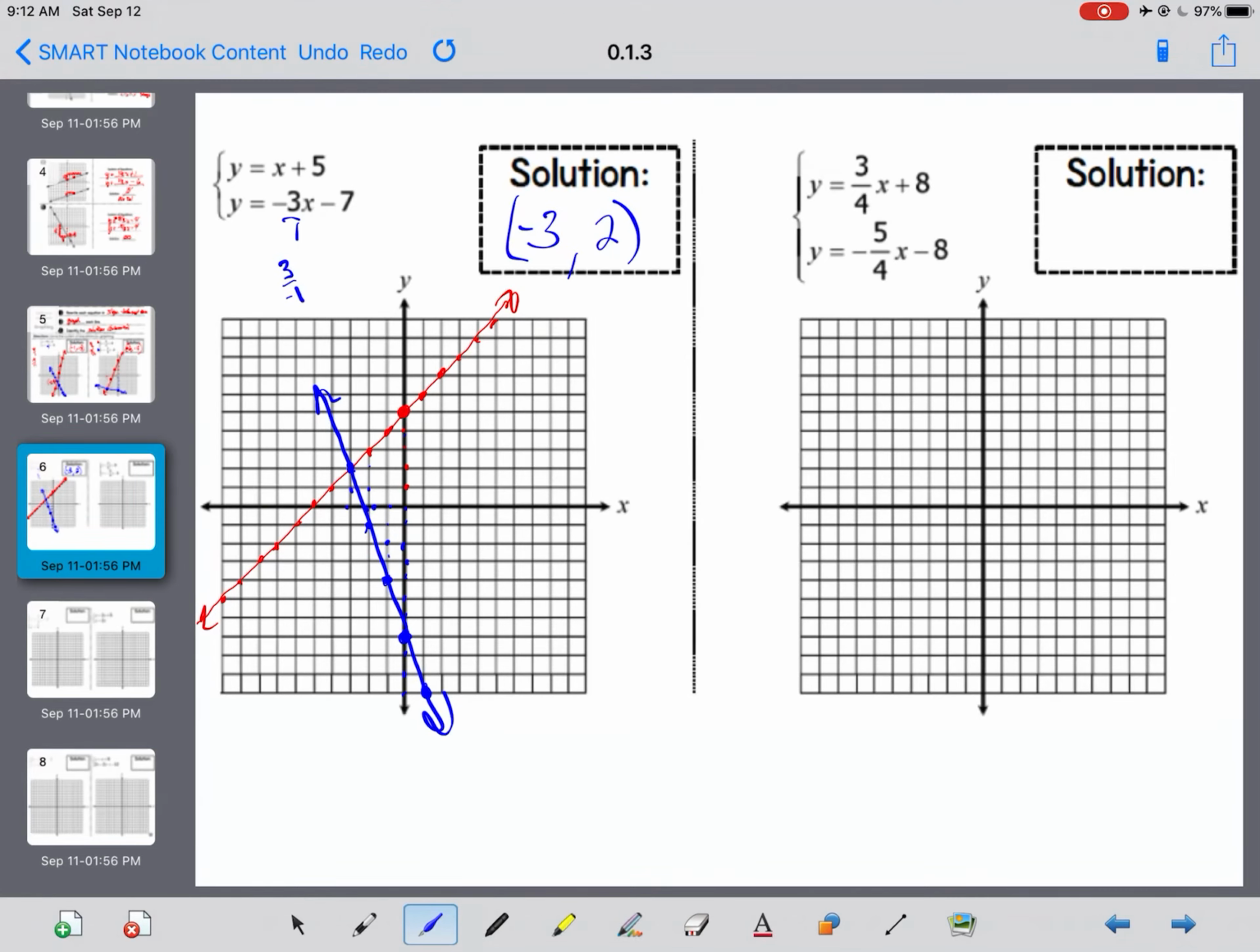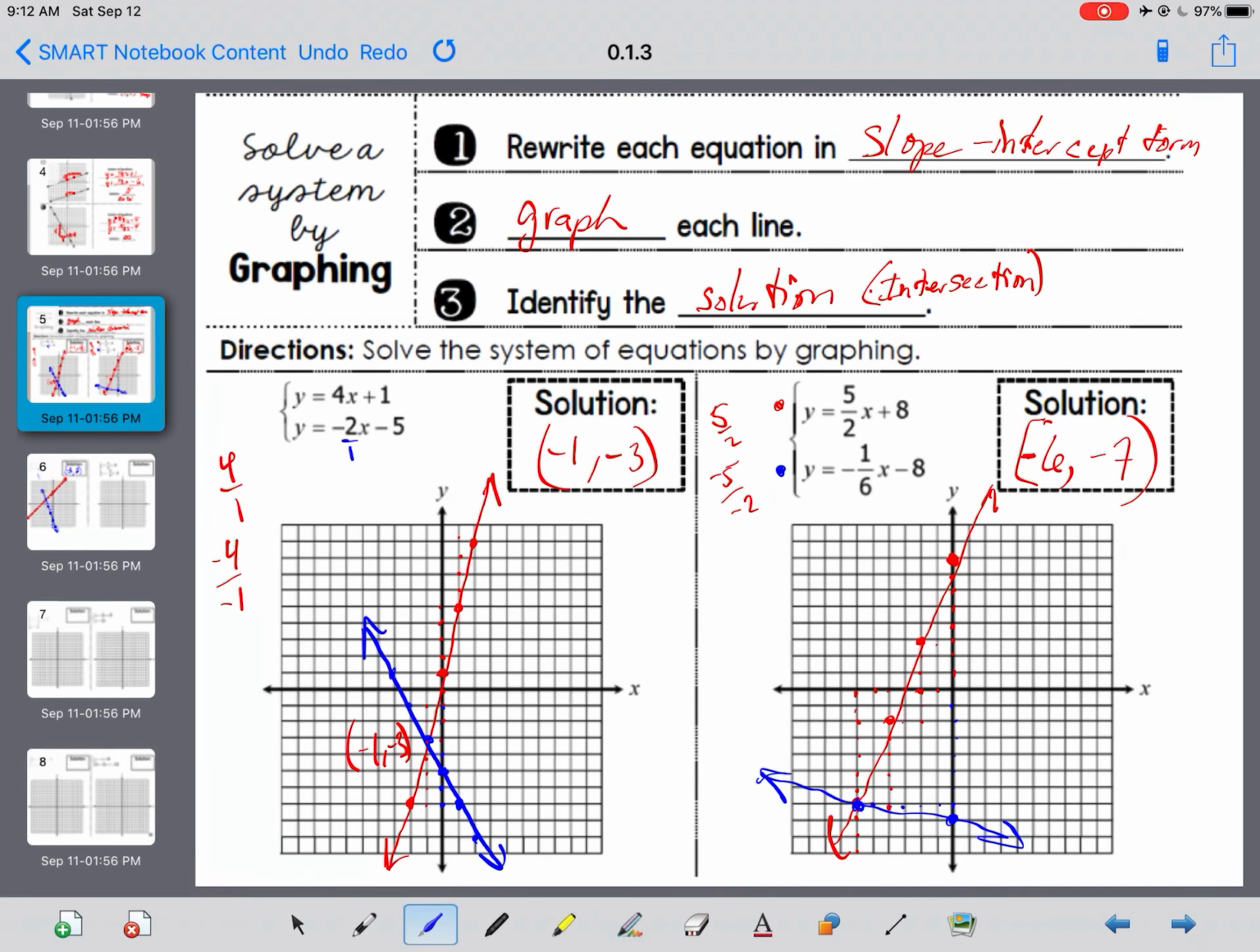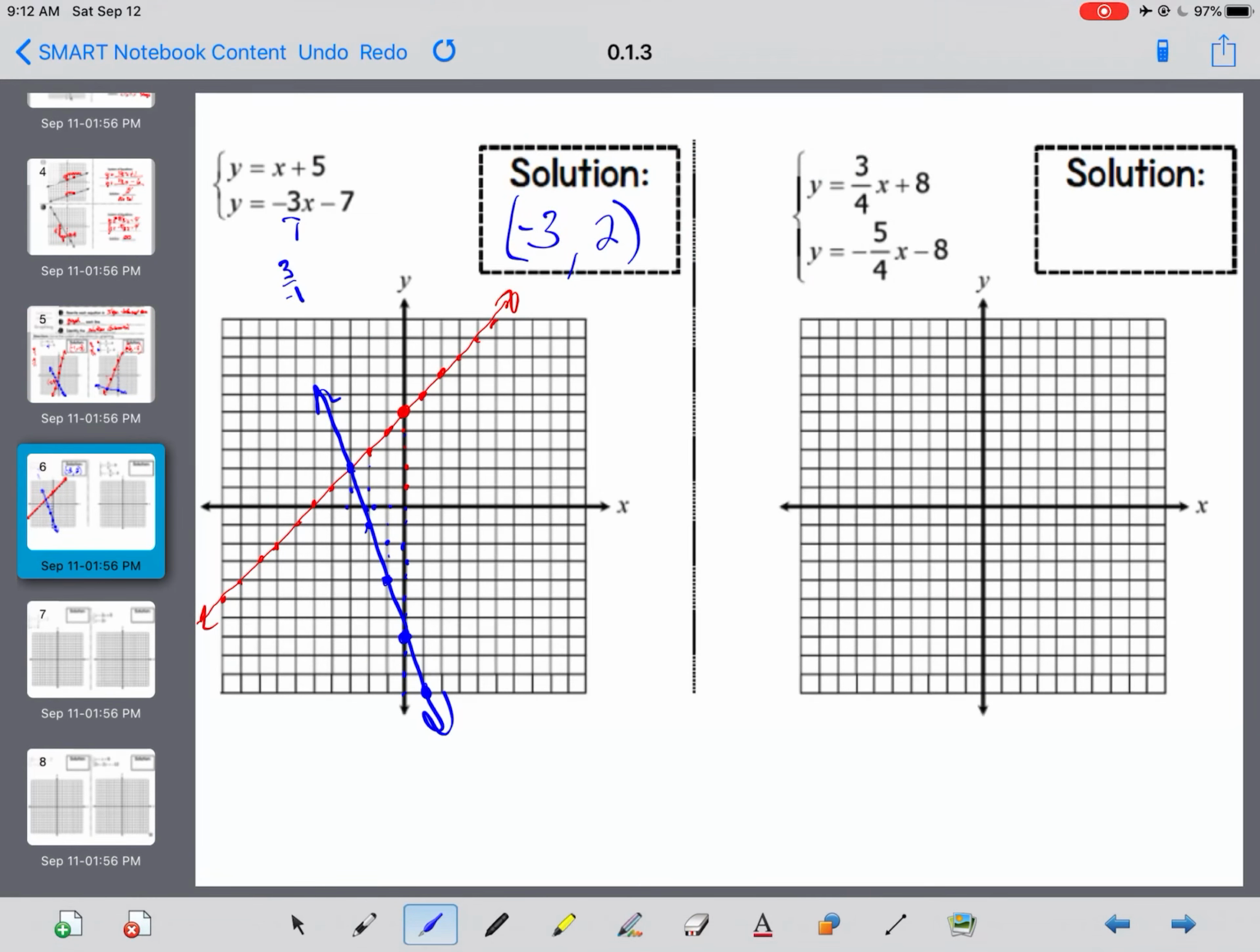They do have different slopes. They're even different signs, so we know they're going to definitely intersect. One starts up at 8. One starts down at negative 8. Didn't we just do this one? It's very similar. Okay, so red line first. Positive 8. 1, 2, 3, 4, 5, 6, 7, 8.